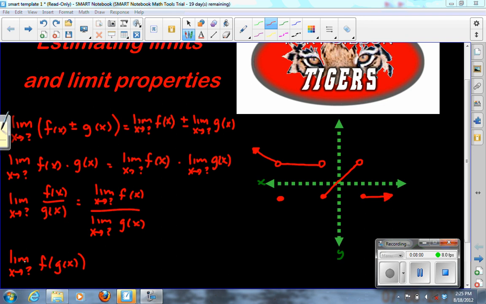This last one's a little bit different. When you have a limit of a composition which reads f of g of x, you can split this up by pulling the f way out here and doing f of the limit as x approaches wherever of g of x. So this is kind of a strange one we'll talk about, but here's how you handle a composition.